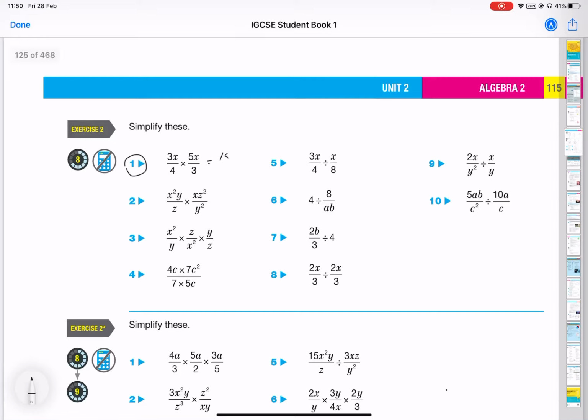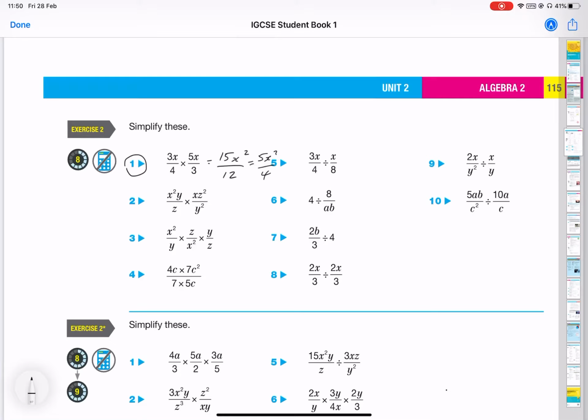3 times 5 is 15. x times x is x squared over 4 times 3, which is 12. Now, we can do that if we want, and then we can simplify. We can simplify by saying, well, I can see that we've got one common factor of 3 in both the numerator and the denominator. So that's going to leave me with 5x squared over 4. But there is a faster way of doing it.